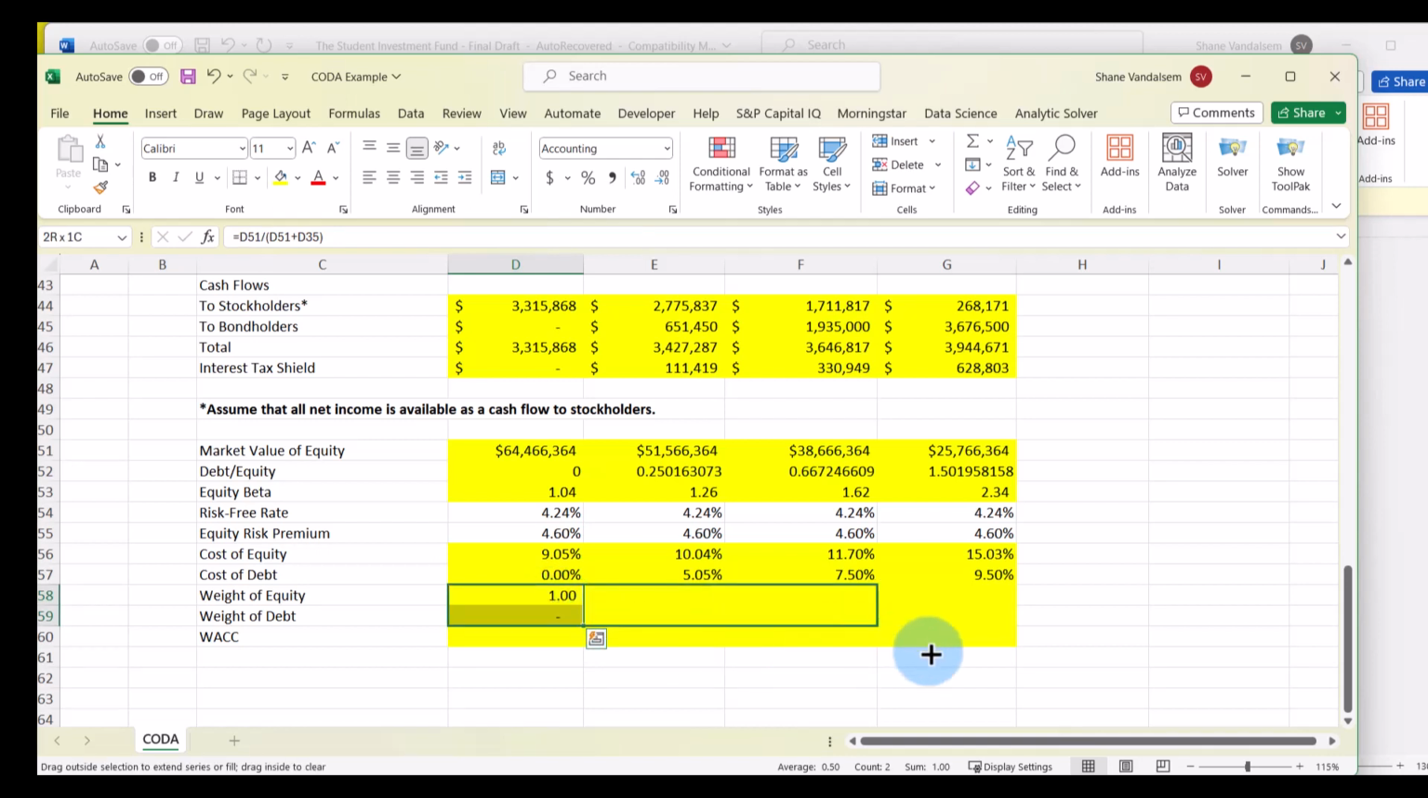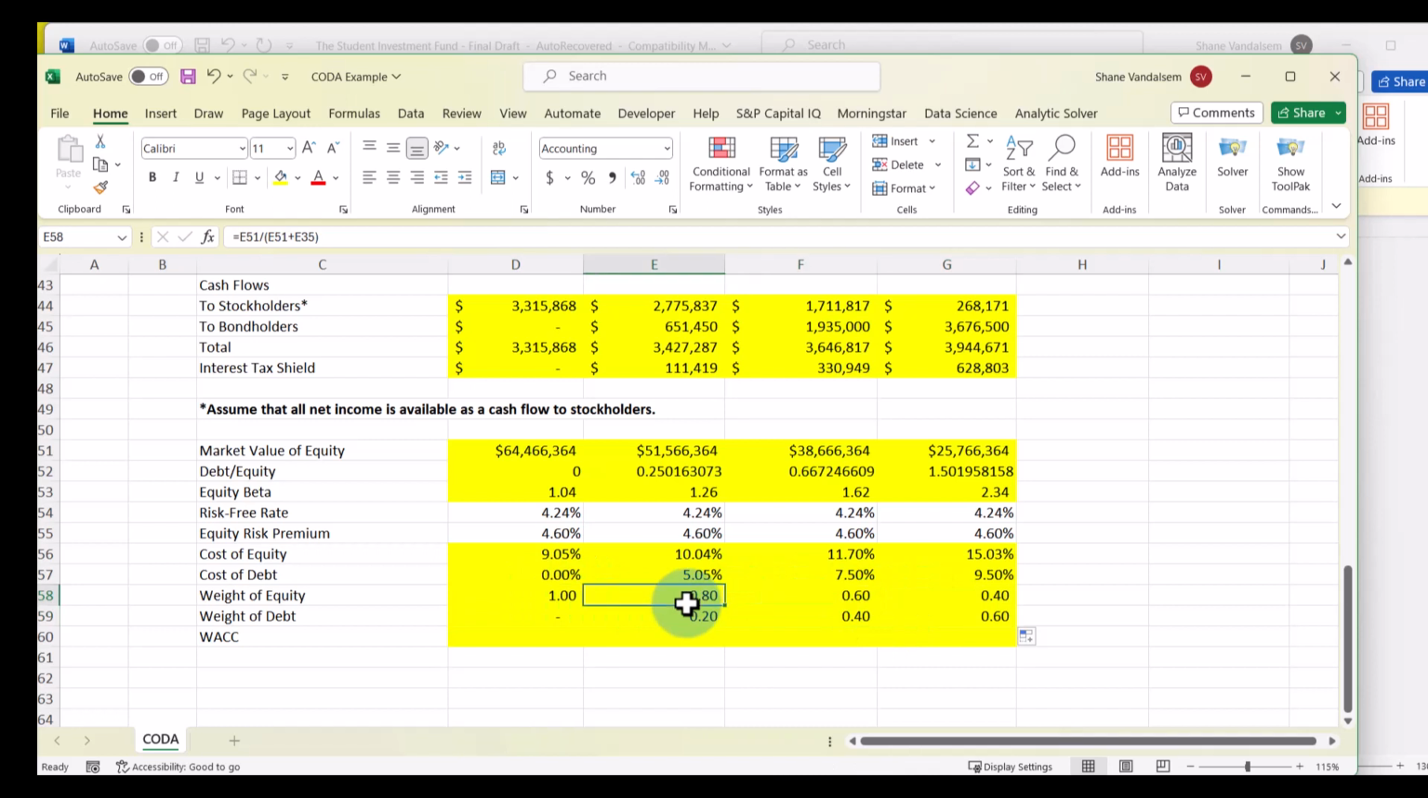As the firm takes on more and more debt, the weight of equity will decrease, and the weight of debt will increase. And so what we see here is that on our second level of debt, our weight of equity is 0.8, our weight of debt is 0.2. In the third case, our weight of equity is 0.6, our weight of debt is 0.4, and in our last case, our weight of equity is 0.4, and our weight of debt is 0.6.